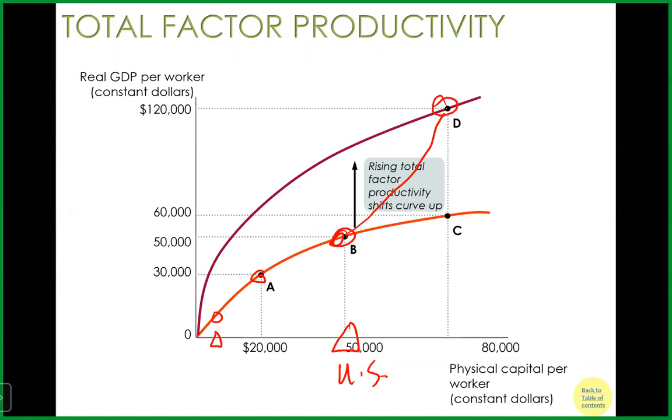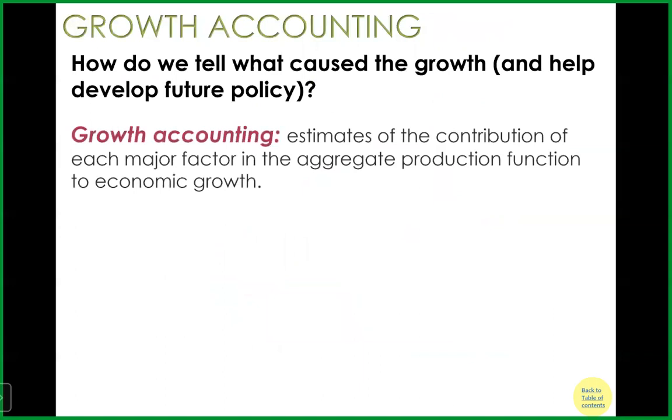So even though, purely looking at physical capital, the gain is very large, right? If nothing else changes, that's again for physical capital. But because at the same time the US is going to enjoy technology progress, they're going to move from B to D, right? So simultaneously there's an increase in physical capital and in other dimensions.